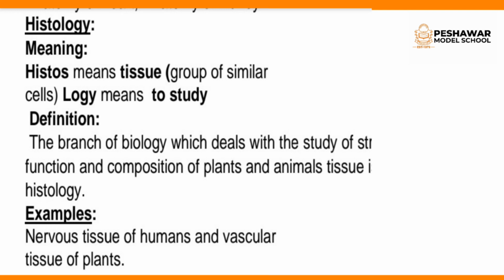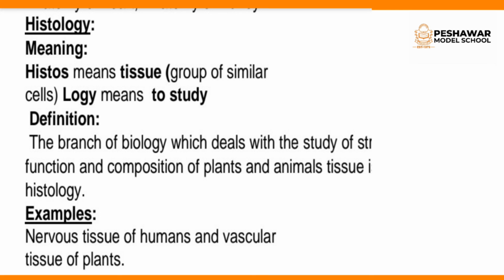Which are the nervous tissues? The nervous tissues are formed when the neurons, the sensory neurons, the associative neurons, and the motor neurons combine together. In plants, an example is the vascular tissue. Clear? One example is from animals, the nervous tissues, and one example from plants, the vascular tissues. Vascular tissues are known as the xylem and phloem.